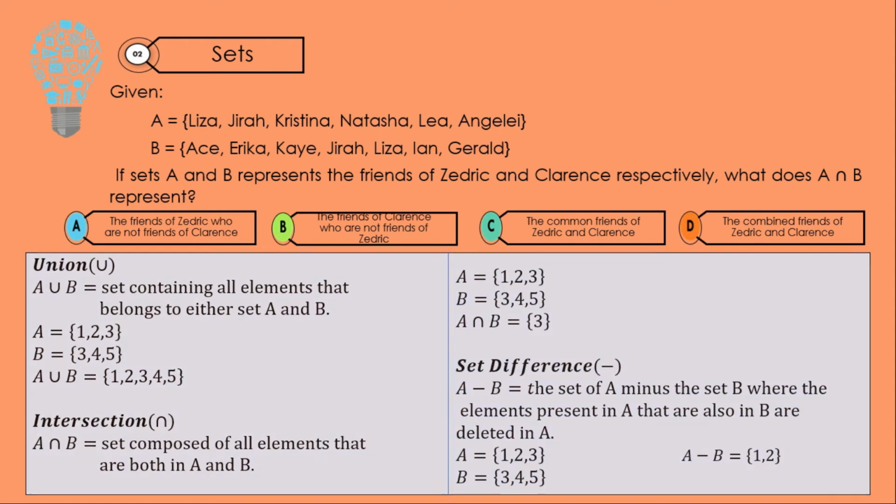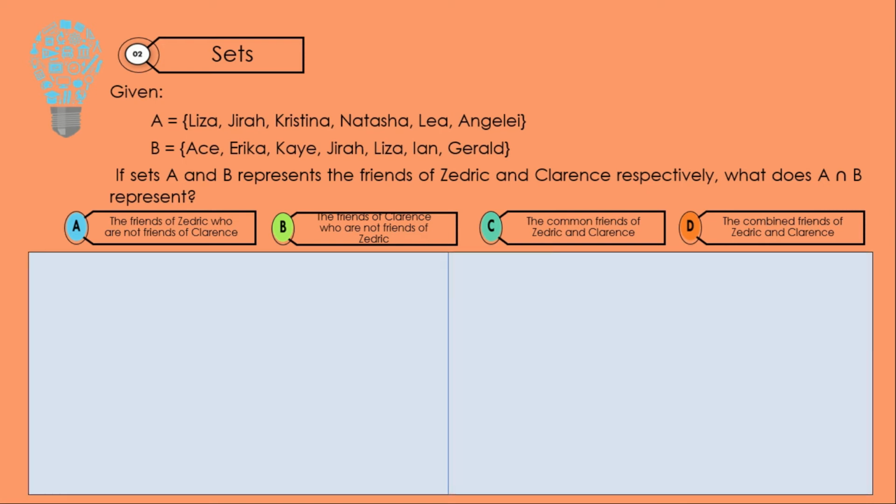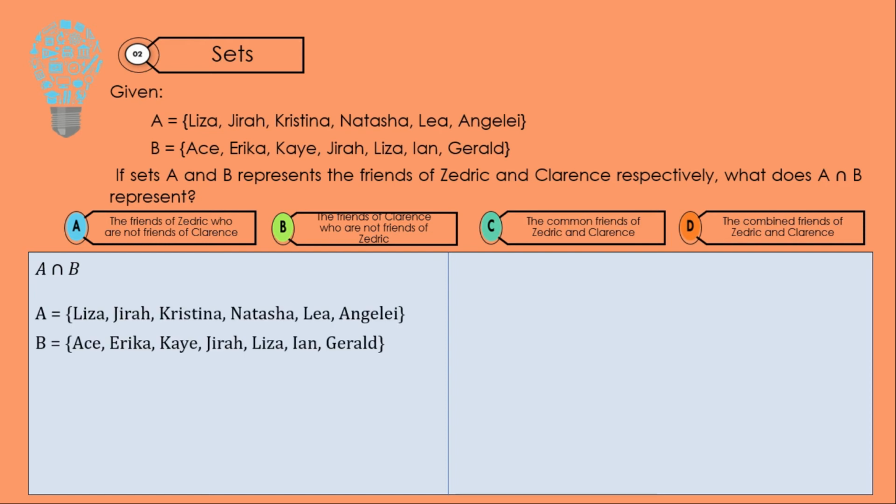Now, since we understand this operation, let's go back to the problem. We are being asked, what does A intersection B represent? And as I mentioned a while ago, A intersection B contains the common elements found in both sets. So our answer here is letter C, the common friends of Cedric and Clarence. Letter D talks about the combined friends of Cedric and Clarence, thus this is union. And letters A and B are examples of set difference.